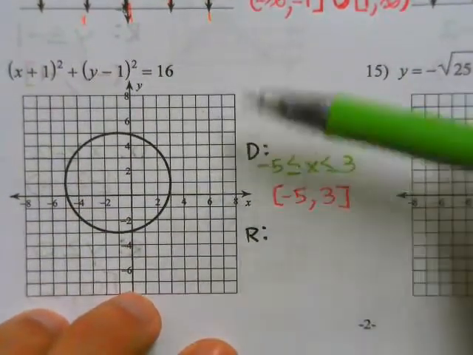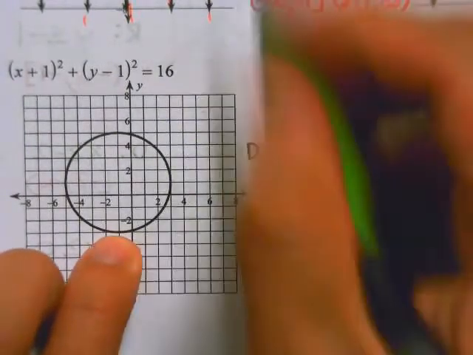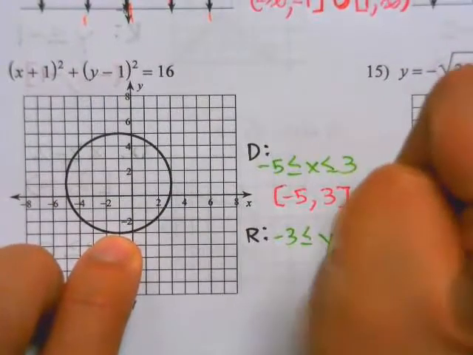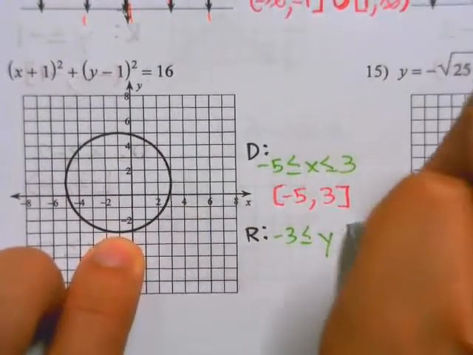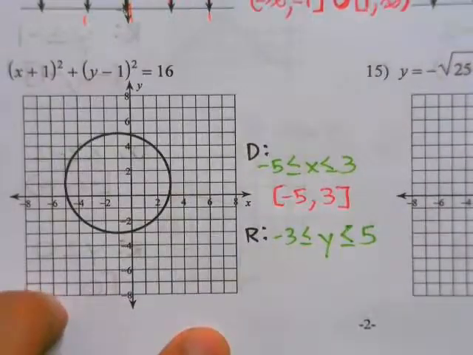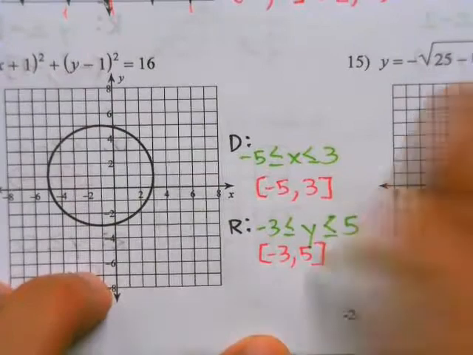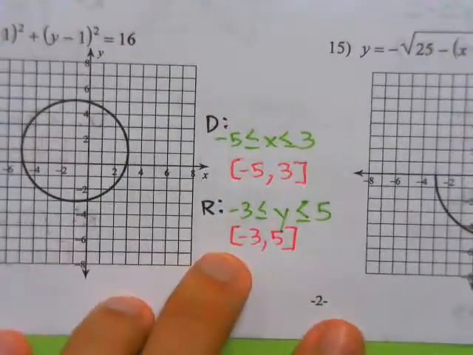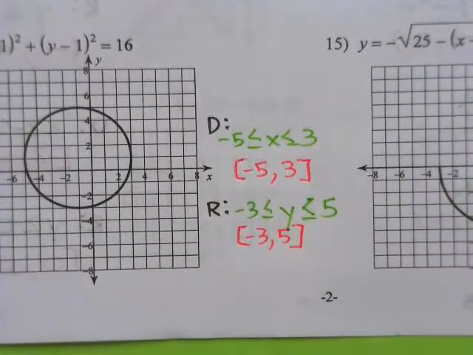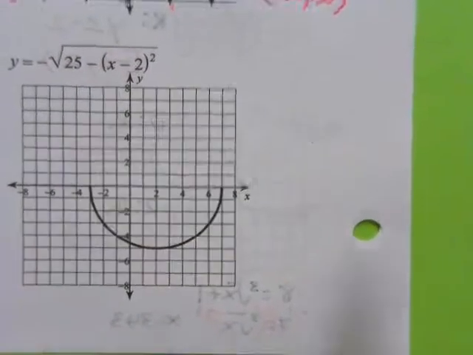Range, let's look at your lowest y value. Your lowest y value is -3. And then your highest y value is 5. Whoops. Okay. So -3 comma 5 with brackets. Okay. All right. 15, last one. This is a little bit simpler than the trig functions. Okay. Last one.